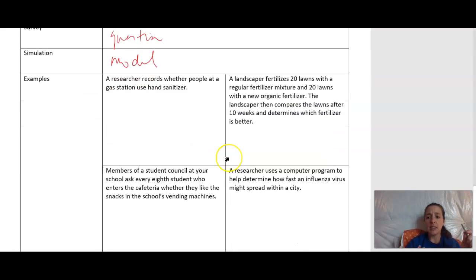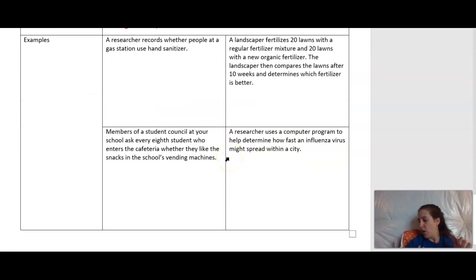Okay, so these last couple of examples. This researcher records whether people at a gas station use hand sanitizer. So this researcher is standing back and just watching. So that would be an observational study. Okay, so then a landscaper fertilizes 20 lawns with regular and 20 lawns with new stuff. Since that landscaper is actually performing something, that's going to be an experiment.